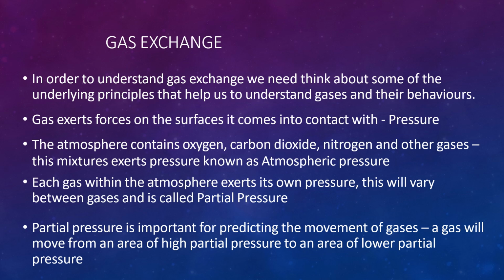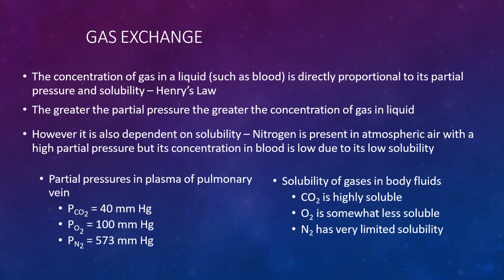A gas will move from an area of high partial pressure to an area of lower partial pressure. The concentration of a gas in a liquid such as blood is directly proportional to its partial pressure and solubility. This is known as Henry's law. The greater the partial pressure, the greater the concentration of gas in liquid. However, it is also dependent on solubility. Nitrogen is present in atmospheric air with a high partial pressure, while its concentration in blood is low due to its low solubility.